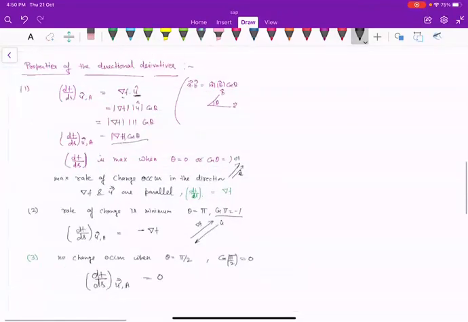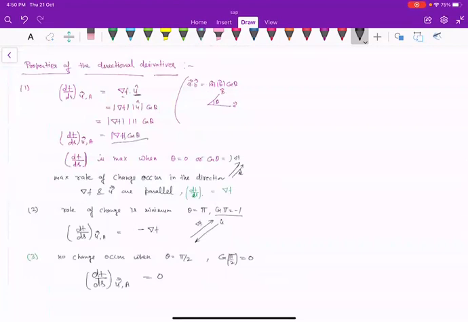So maximum rate of change occurs whenever cos theta, the angle between the vector del f and u, is equal to 0. Minimum change occurs whenever the angle between them is pi, and no change occurs whenever theta equals pi by 2. That means del f and u are perpendicular to each other. Okay.